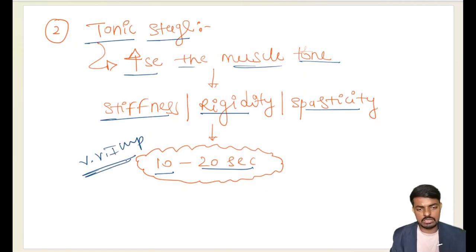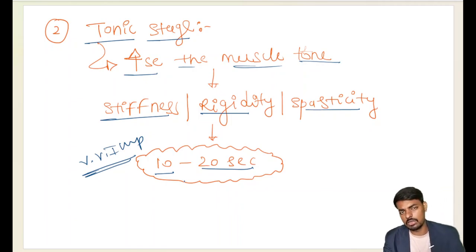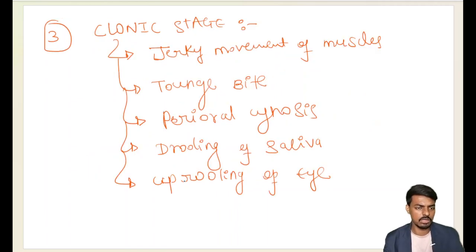What is the duration of the tonic phase in the generalized clonic phases? Yes, 10 to 20 seconds. So in grand mal seizure, what is the duration of the tonic phase? 10 to 20 seconds. Very important. What are the signs and symptoms that occur in the tonic stage? The stiffness, the rigidity, and the spasticity of the muscles of the patient. That is the tonic phase.